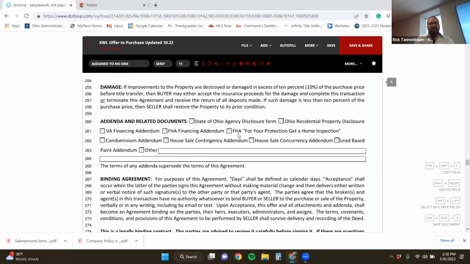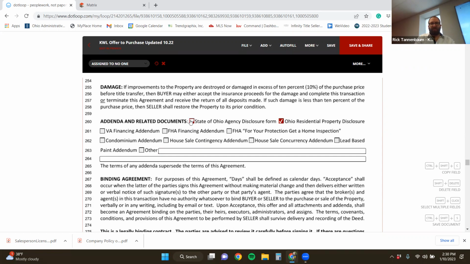Okay. Check off any addendums that are included. By the way, this also means if you don't have that residential property disclosure form yet, if you're waiting on the seller to fill it out, it's still going to be part of this contract. So we're still going to check that, even though you haven't seen it yet, you haven't signed off on it yet. Once it arrives, it's part of the contract.